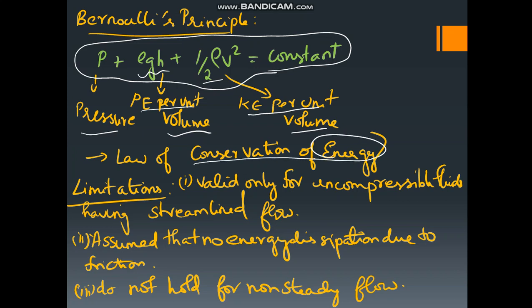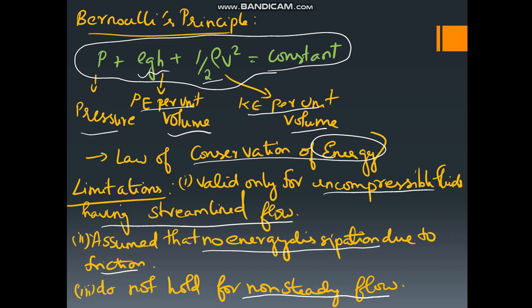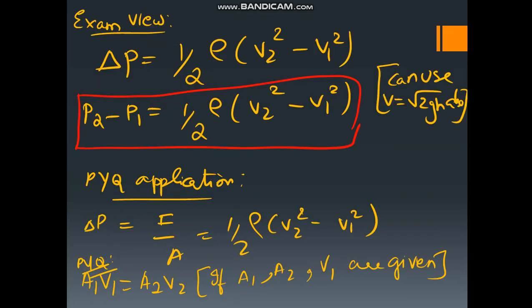And what are the limitations for this principle? Let us see. It is valid only for incompressible fluid having streamlined flow. Then it is assumed that no energy is dissipated due to friction, but in practice that is not at all possible. So this is a limitation of Bernoulli's principle. The last limitation is it does not hold for non-steady flow, that is for a turbulent flow. It is not valid.